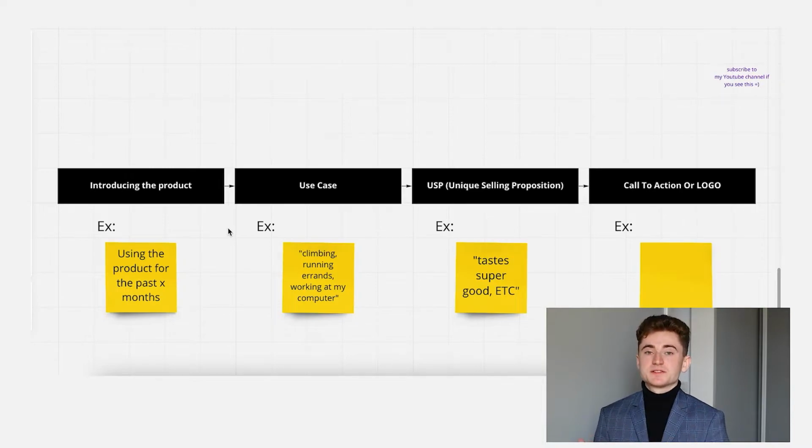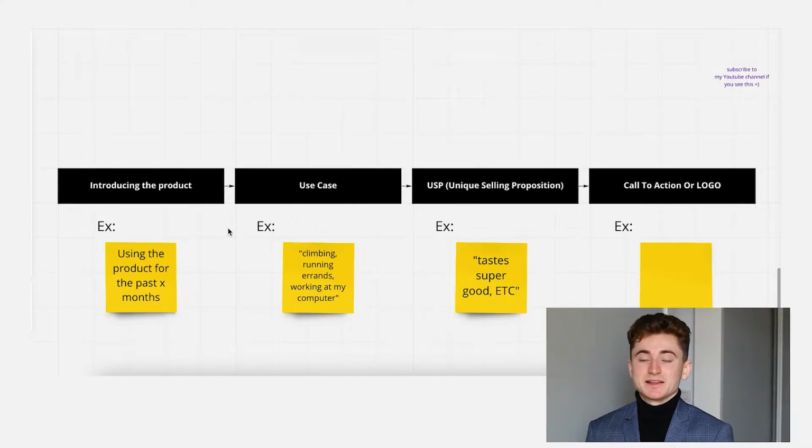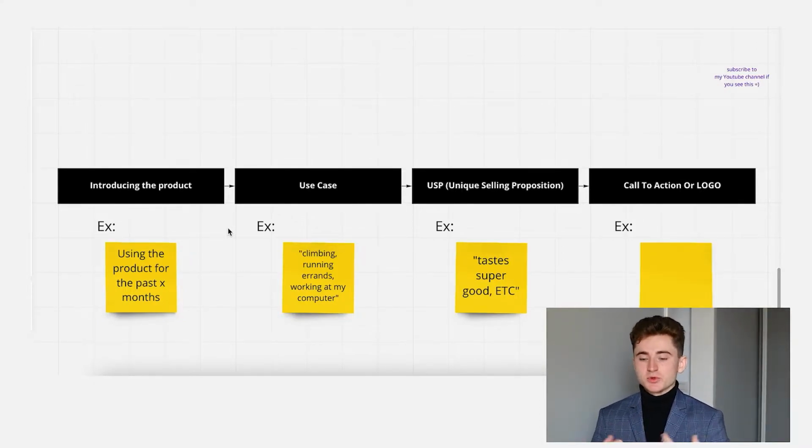We'll tell them what this product is about. The second frame is going to be the use case, what this product can be used for. Then afterwards we will tell them what your unique selling advantages or unique selling propositions are, and we will end by having a call to action or a logo. And I'm gonna show you an example right here. So I prepared that in advance.